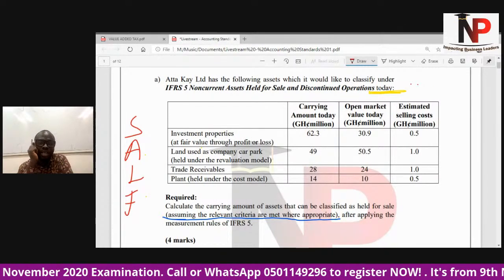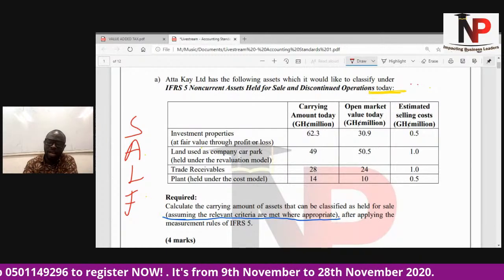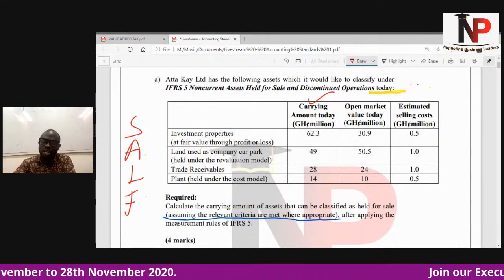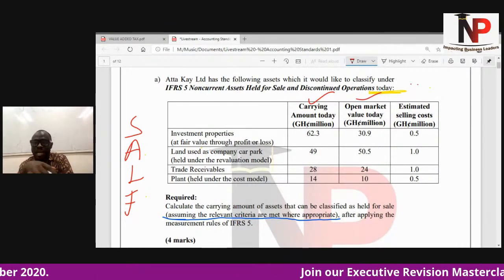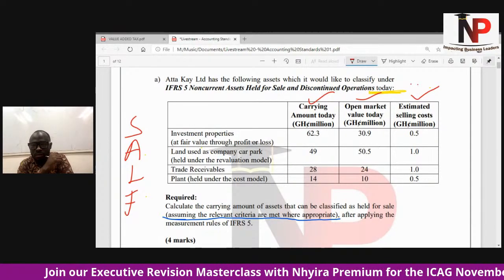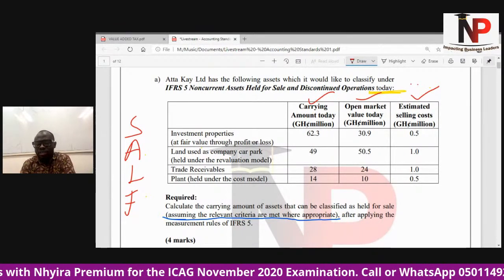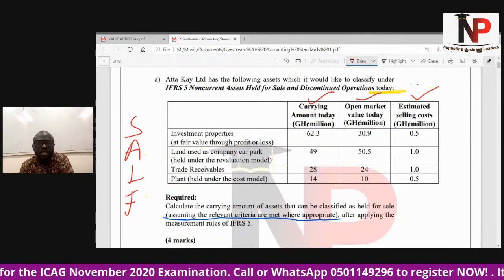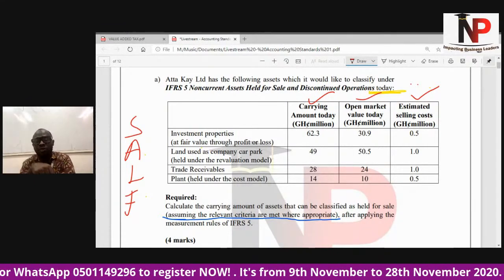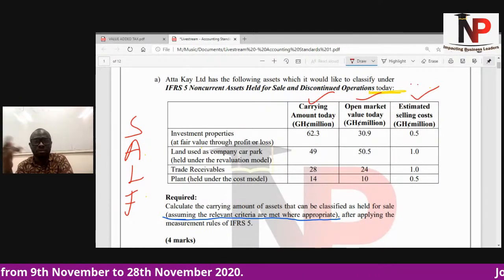So we see in the table, there are 4 assets in there. We see that the examiner has given us the carrying amount of the asset as of today, the open market value today, that is the selling price if you want to, and then the estimated cost to sell. Now, somebody will ask, why is the examiner giving us this? Because remember I told you that non-current asset held for sale or discontinued operation must be carried at the lower of cost or net realizable value.